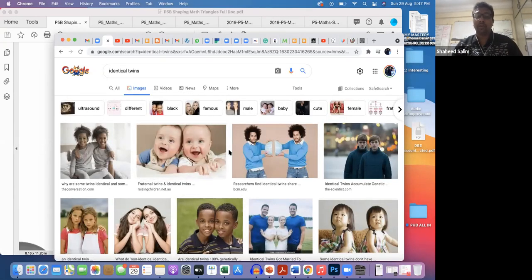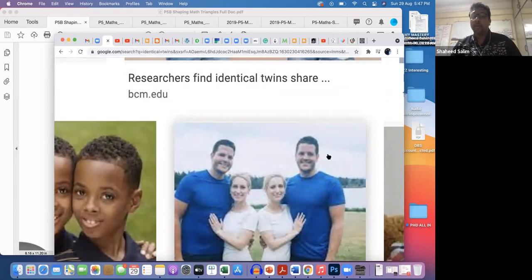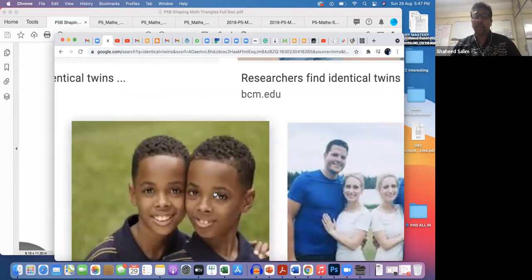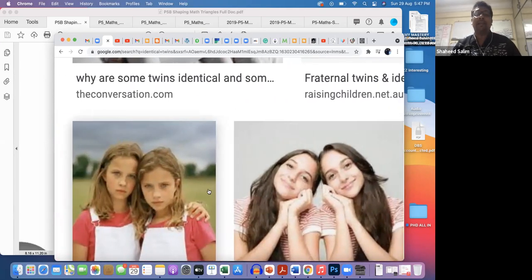Okay. So identical twins, these are different identical twins. That means they look almost exactly the same. For example, let's look at this guy. You do not know which is which. Identical twins, identical twins. This one, you may not know. Maybe one has a mole, one doesn't. We do not know. These are identical twins.